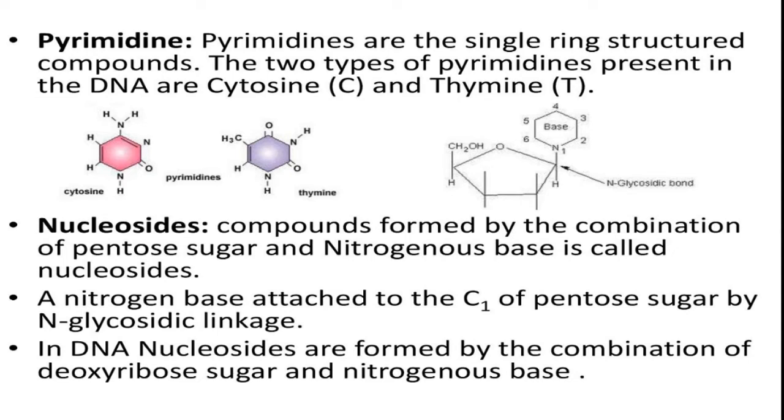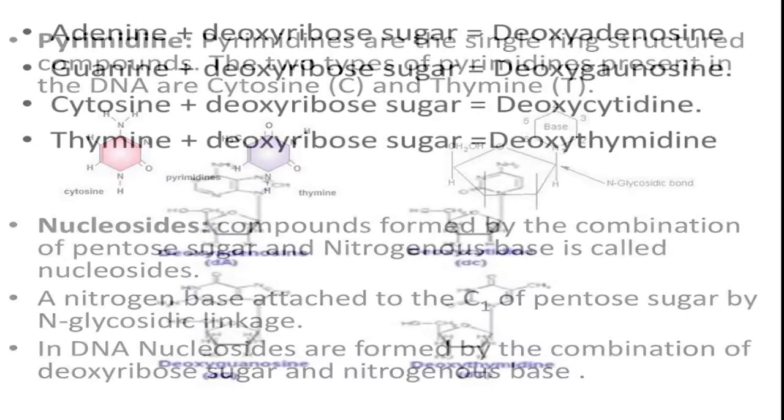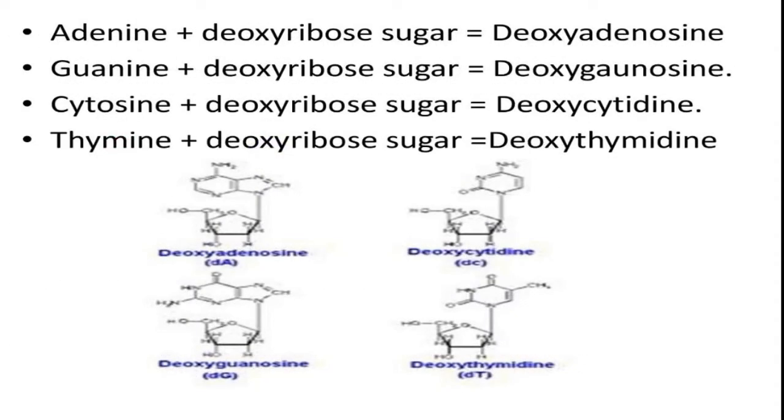In DNA, the nucleosides are formed by the combination of the deoxy sugar and the nitrogenous base. This picture gives us a clear view of nucleosides. So how do we name the nucleosides? When the nitrogenous base adenine is present along with the deoxyribose sugar, we call it deoxyadenosine.